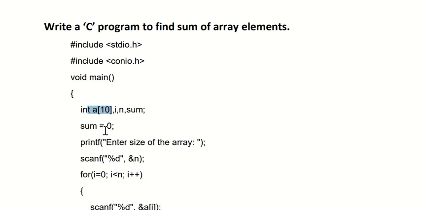In the next line we are initializing the value of sum: sum equal to 0. We are starting from 0. Now the next lines are printf and scanf. Printf means we are asking the user to enter the size of the array, how many numbers they want. And then scanf %d &n. So for example, if you enter 5 here, it means I want to enter 5 different numbers and I want the addition of those 5 numbers. That is the exact meaning.